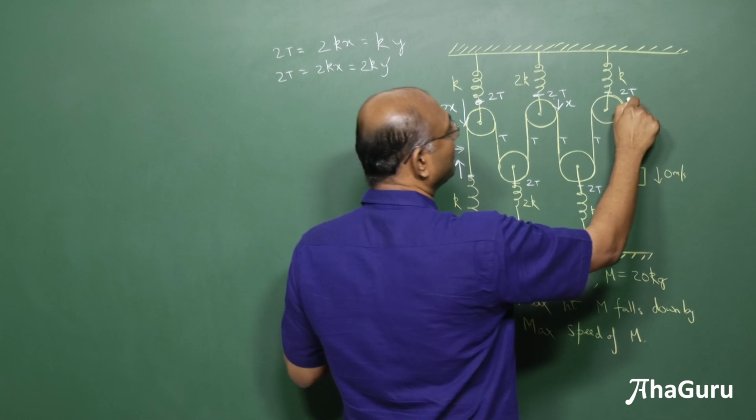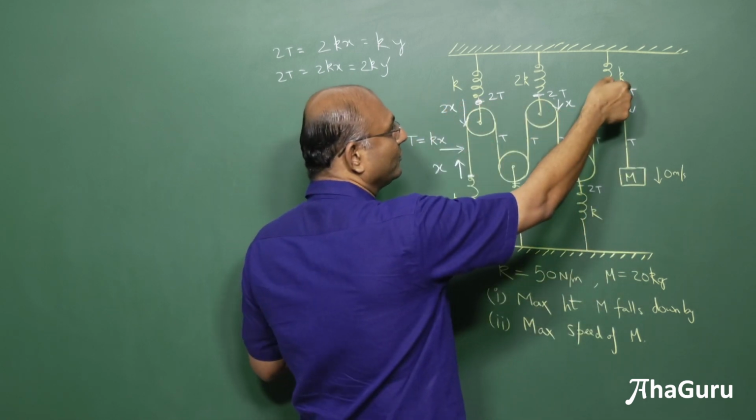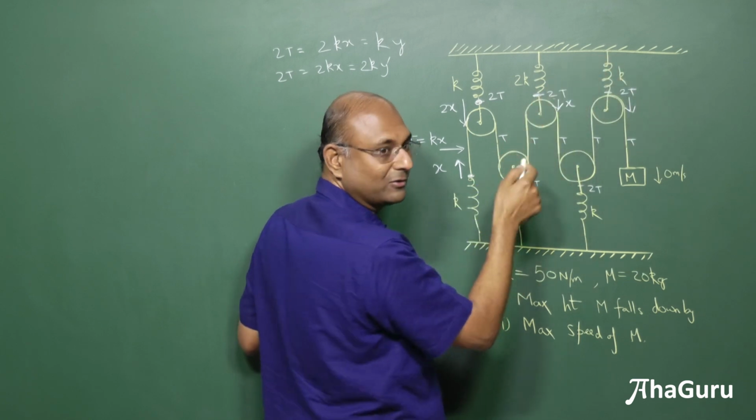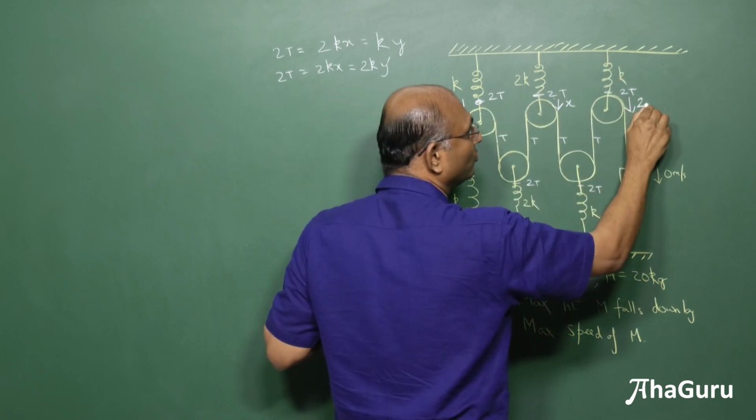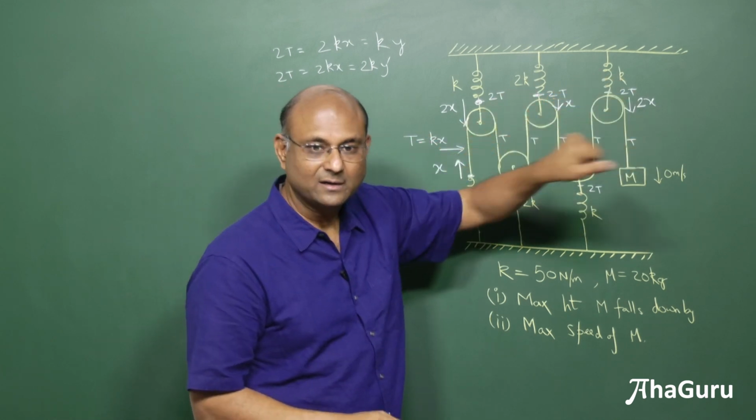Okay? And what about this case? Well, this case is exactly like this case. So that means you can see that 2T, so 2Kx must be equal to K into what? K into 2x. So I know this pulley goes down by 2x, x, 2x.